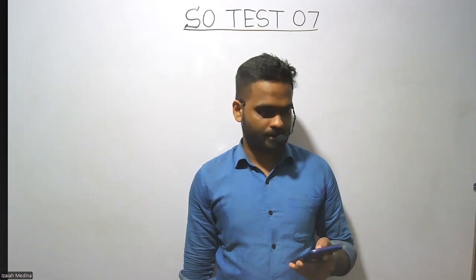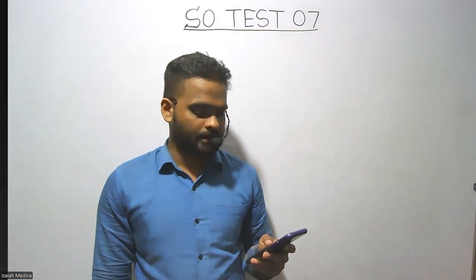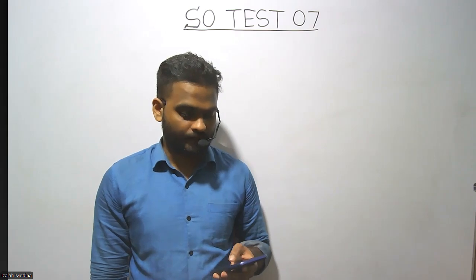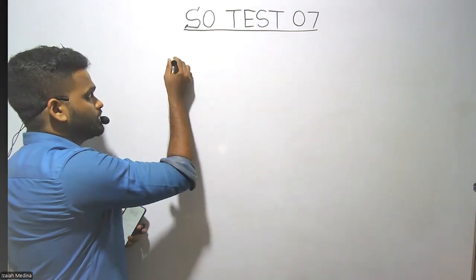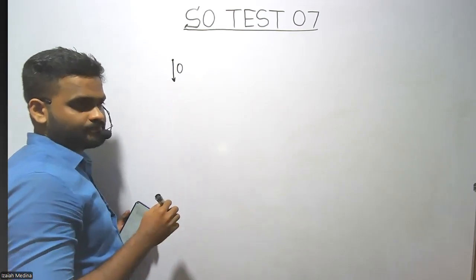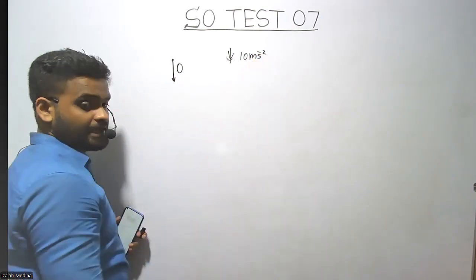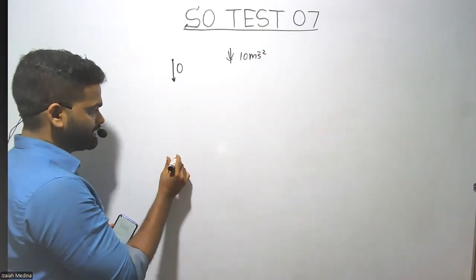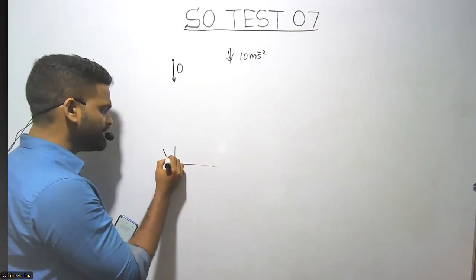Sixth question. A ball free falls from rest, hits the ground perfectly elastically, and bounces off. Then it again comes to instant rest. The graph that best represents the motion is, right? So the initial velocity of the ball is 0. The ball falls down at 10 meters per second squared, that is gravitational acceleration. So it starts accelerating and hits the ground. Let's say the ground is here. Hits the ground, let's say at V.